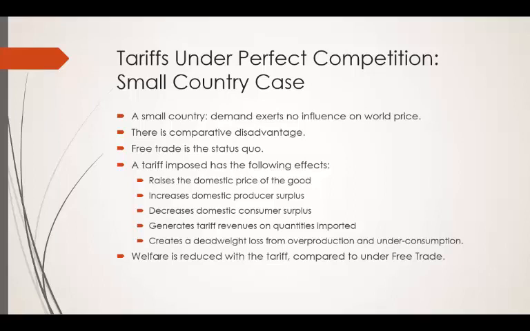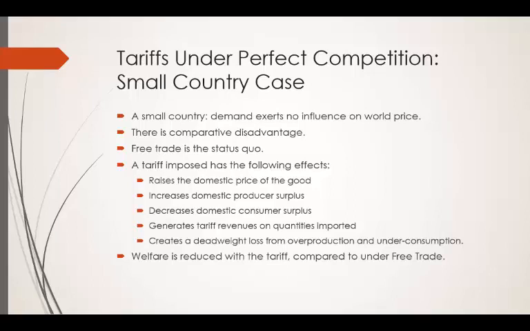We now want to investigate the welfare impacts of a small country imposing a tariff on that good being imported into its country. We'll start out with a status quo that has the country operating under free trade, but has a comparative disadvantage in producing this good, which means that it will be importing the good at a world price that's lower than what obtains in its own home market under autarky.